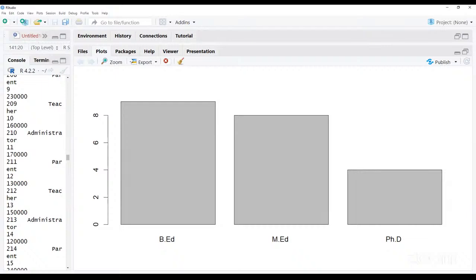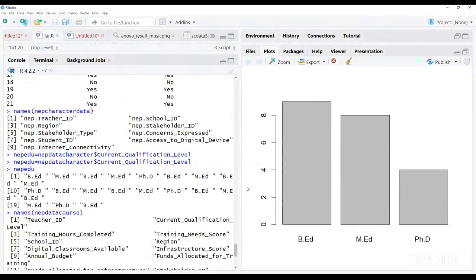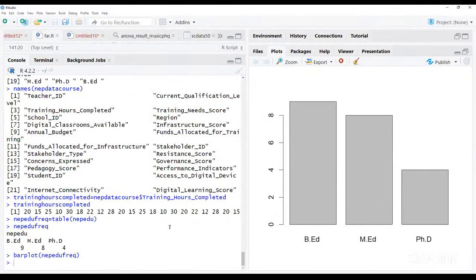Ma'am, I have another problem here. Yes, what is the problem? Actually, the NEP edu data, the current qualification level, is not coming. Okay, Manila ma'am, now you start sharing your screen. I'll use you as a demonstrator today. You share your screen, I'll guide you.